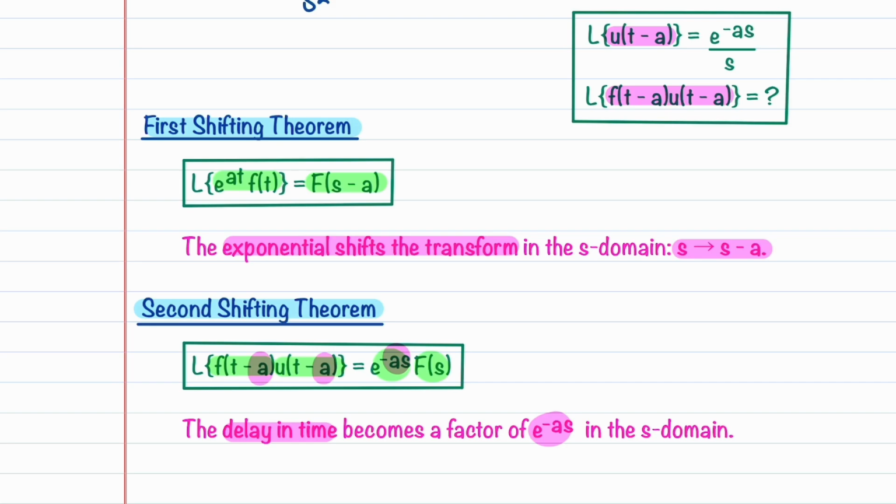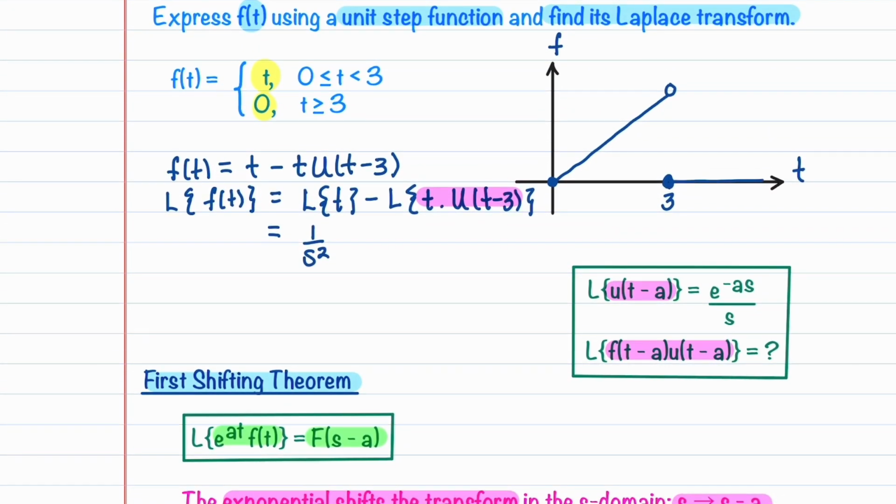The key to using this theorem is to be able to take your function f of t and change it to a function of t minus a. We're going to do that right now. Let's go back up here to our example. What we need to do now is evaluate this Laplace transform, and we can do that with the second shifting theorem.